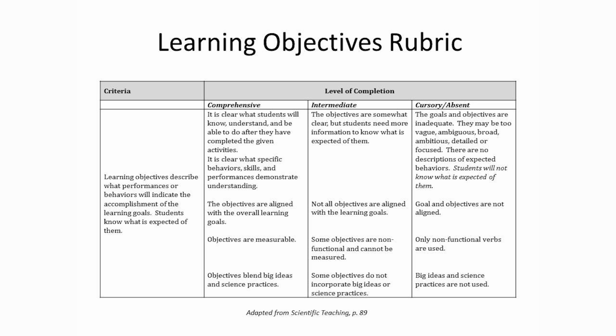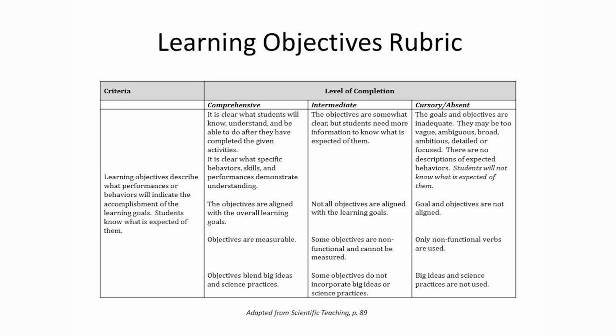So what do we want? We want a learning objective that describes what performance or behaviors indicate the accomplishment of the learning goals. Students know what is expected of them. And we have here, comprehensively, a list of characteristics of a good learning objective. So it's clear what the students will know, understand, and be able to do.